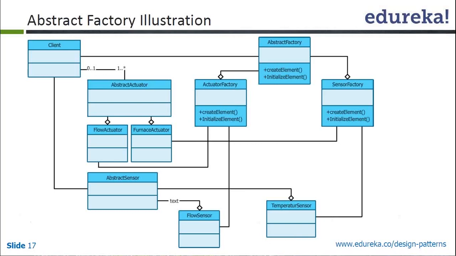Now an abstract factory always works with an abstract representation of the real object. In this case, it can be an interface or an abstract class. And the factories generate the concrete classes for those. In this case, for example, an abstract actuator is known to the client, but the client does not know what a furnace actuator is and how to construct it. That will be constructed by the actual actuator factory. Same is the case with, let's say, a flow actuator or a temperature sensor or a flow sensor. So that's an abstract factory.